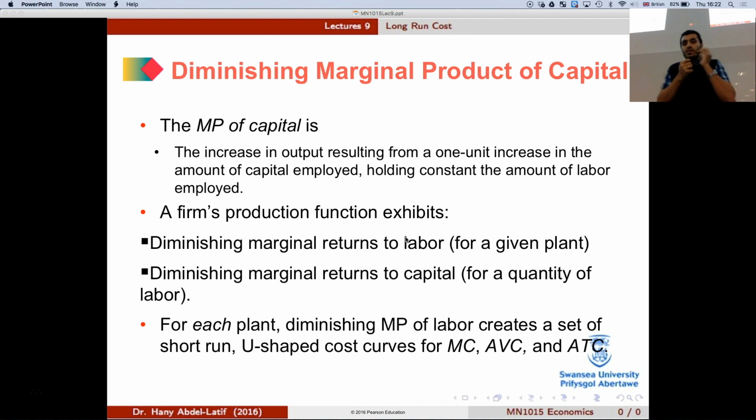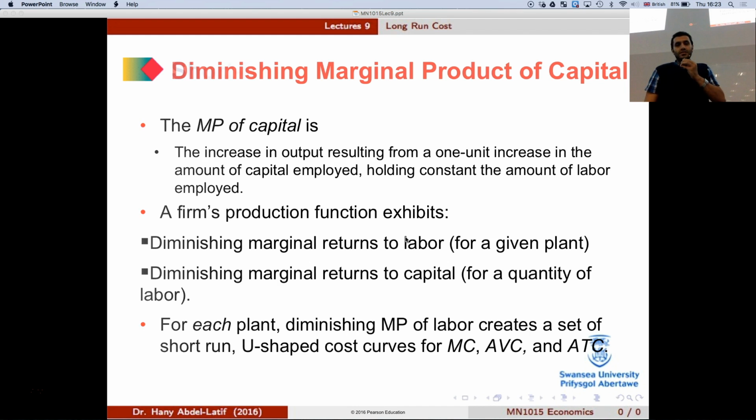The same thing with the average total cost, the average variable cost, and the marginal cost. We know this from last week. So they take this U shape. We could look at each one of those plants and think of how the cost curve will look for each one of those. That will be the same as we covered last week, because now we're not changing capital. For one machine, if I change the number of workers, it is going to take the U shape.